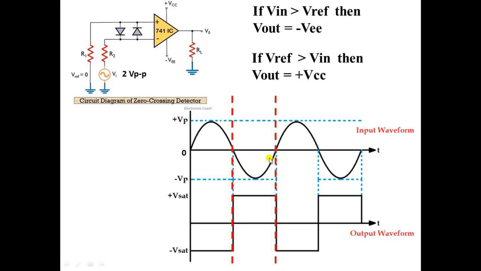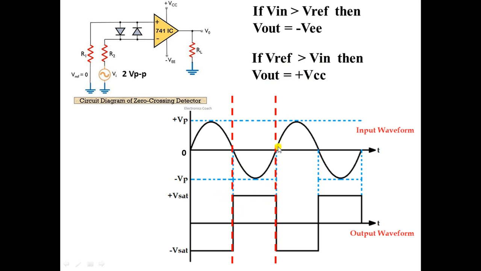Input voltage is a negative value, and what is your V reference? V reference is 0. Now tell me, 0 is greater or negative value is greater? 0 is greater than the negative value. Okay, now because your V reference is greater than V in this case, what will be your output? Output will be plus VCC. So in this case output will be plus V saturation.